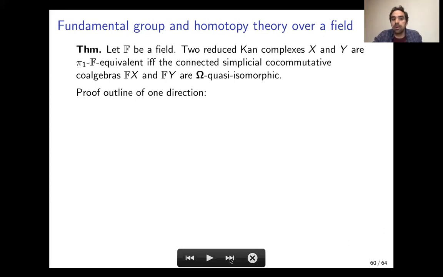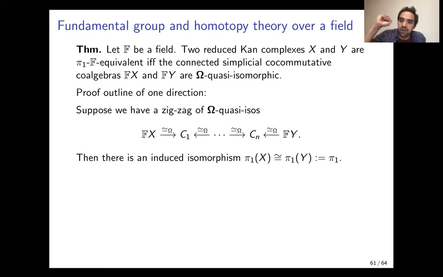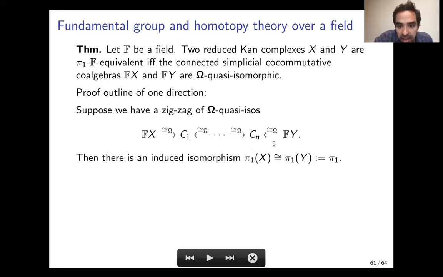So let me outline the proof of one direction, the quote unquote harder one. Suppose you have a zigzag of cobar quasi-isomorphisms between the chains. The point is that these maps might not come from a map of spaces, right? It's an equivalence in a certain homotopy category of algebraic objects. So you have this zigzag here. All the objects in this zigzag are simplicial commutative coalgebras, and all the maps are these cobar quasi-isomorphisms. So first of all, this induces an isomorphism on fundamental groups. That follows from the statements I described before.